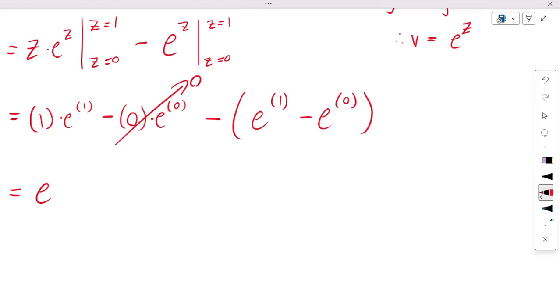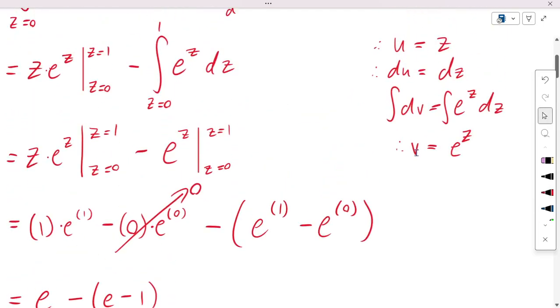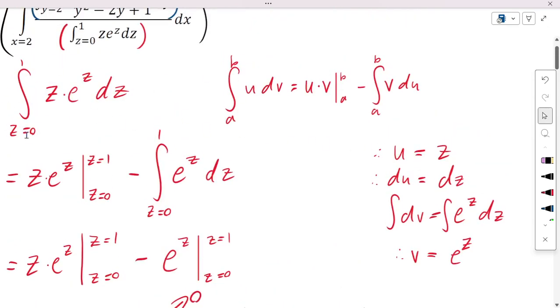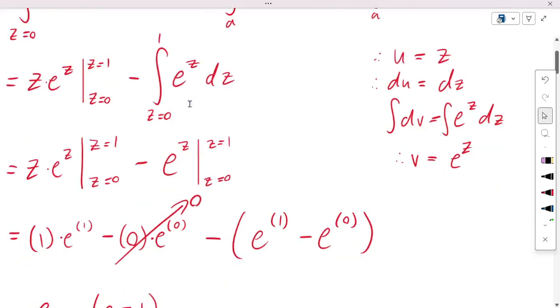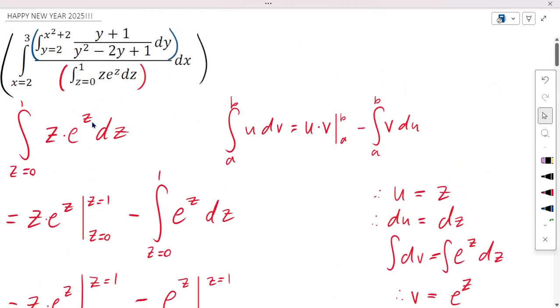Okay. So then what we're going to be left with, we're going to have minus e minus 1, like that. And then we can rewrite it like e minus e plus 1. And then these are going to cancel. And then here, we're going to be left with 1. So what we are saying over here is that the integral from z equals 0 to 1 of z times e to the z with respect to z is just equal to 1. Meaning, in this integral here, the denominator is just going to be equal to 1. Meaning, we're just going to be left with a linear integral.